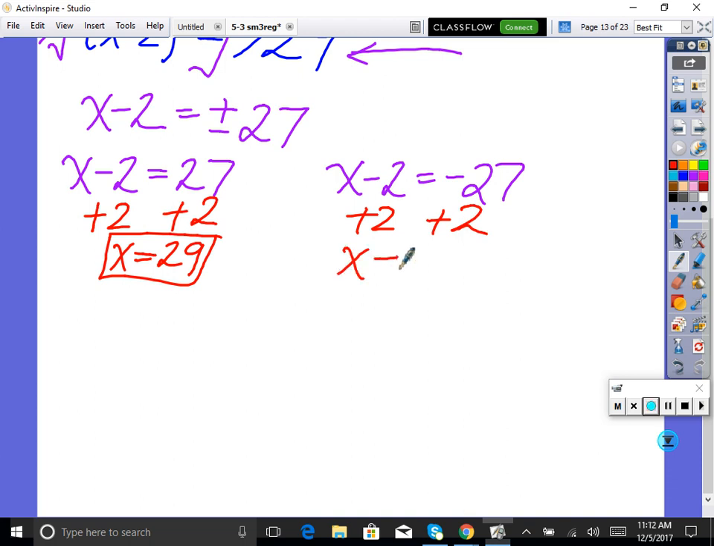A lot of people will just jump to the conclusion, oh, negative 29. Not true. Negative 27 plus 2 is negative 25. So in this one, do you see how my answers are not necessarily opposites?